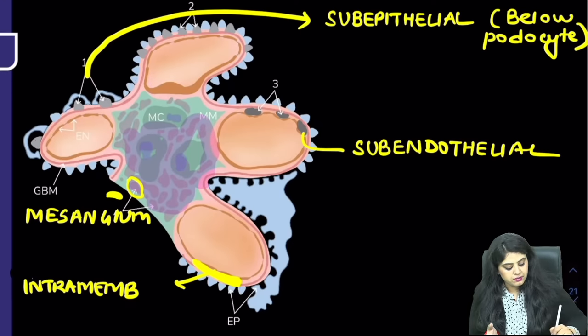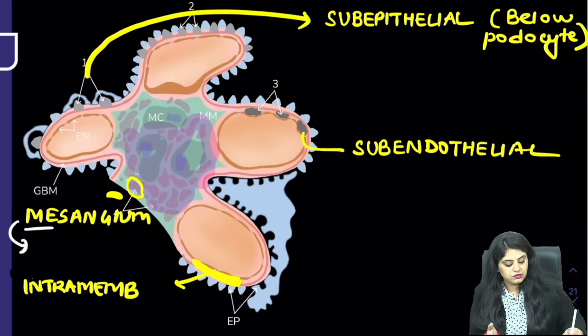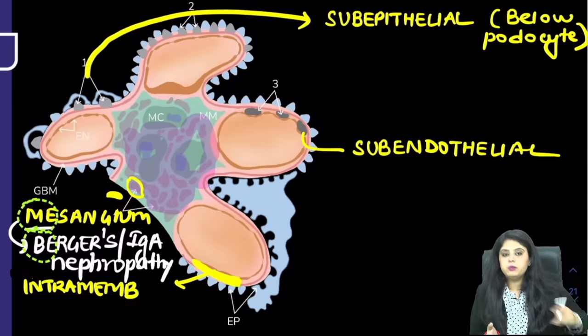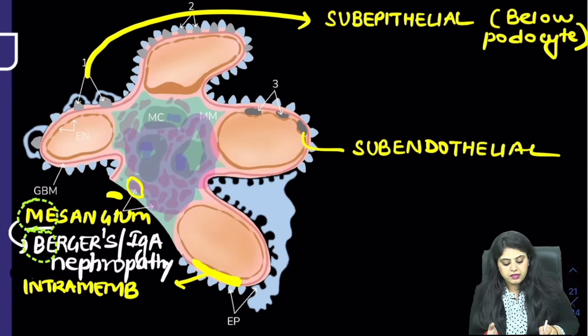In the mesangium, mesangium means in between, in the middle, and that is going to be the very famous Berger's disease. And what is the other name for Berger's disease? IgA nephropathy. So basically IgA is getting deposited. So a simple mnemonic: in the middle, in between areas, we have Berger's. Settled. Now let's come to subepithelium.